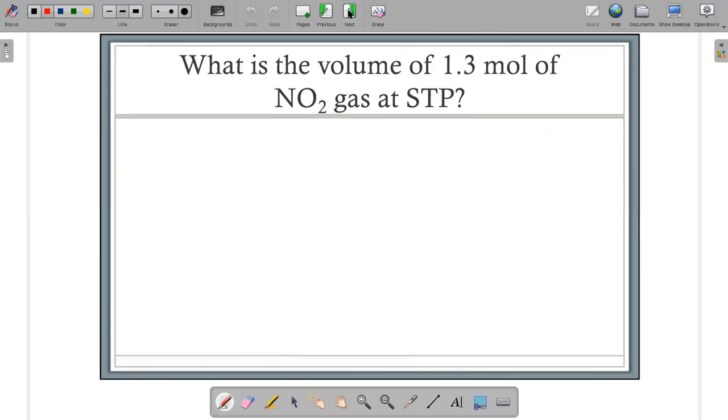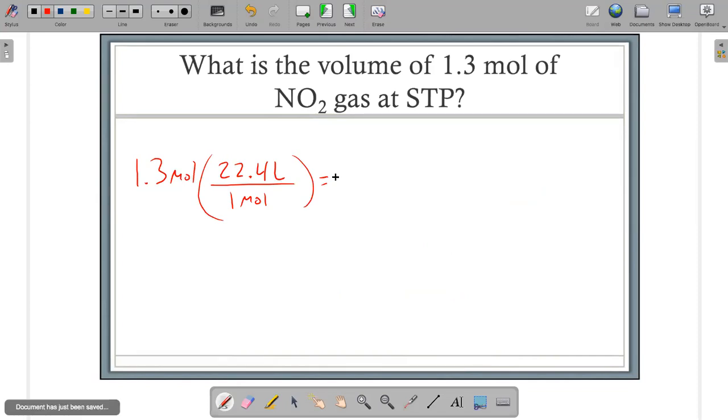So that's the basics. That's what you've got to know. This is an example. You've got 1.3 moles of NO2, nitrogen dioxide. What kind of volume does that take up? So 1.3 moles, and using the conversion factor to get you from moles to liters, every 1 mole of a gas has a volume of 22.4 liters. Just the same as we can convert from moles to grams for solids, you can convert from moles to liters as a volume for gases.